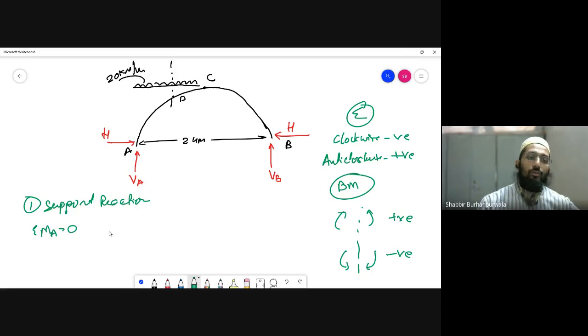If we go for summation of moment about point A, what are the forces which are going to be acting? There is going to be this 20 kilonewton per meter load. The total load converted into a point load will be 20 multiplied by the total distance of 12 meters along which it is acting.